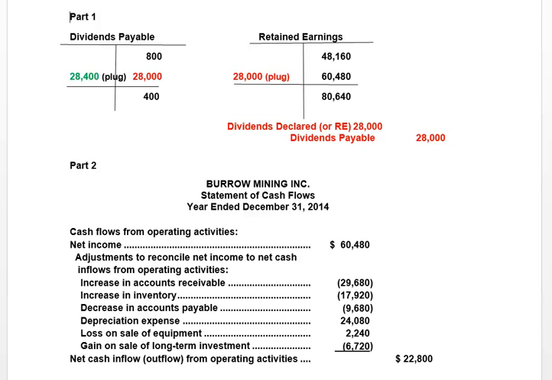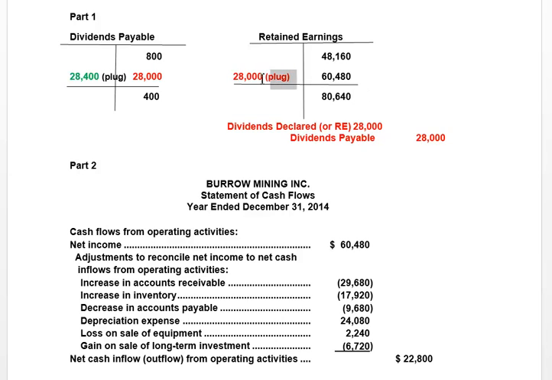The way I did it is I tried to reconcile the dividends payable account in order to figure out how much was paid. I know I went from 800 to 400, but how did I get there? Look at what happened in retained earnings. Your question tells you it started at $48,160 and ended up at $80,640. Your income statement tells you that you had net income of $60,480. Well, when you add these two together, you're not going to get $80,640.